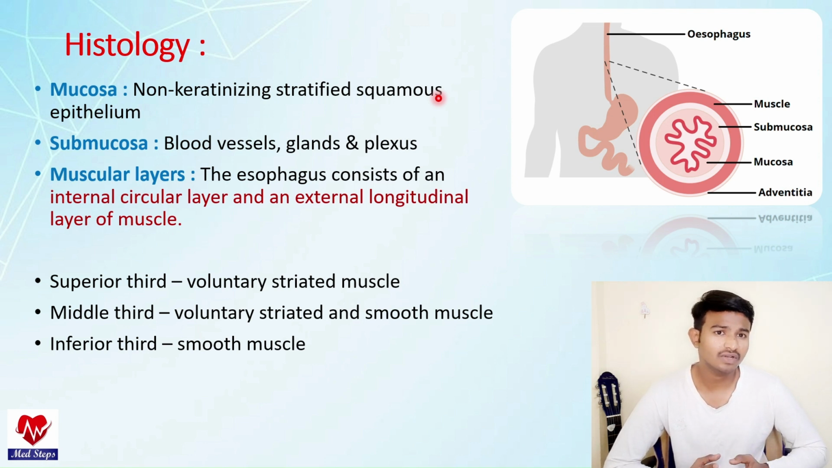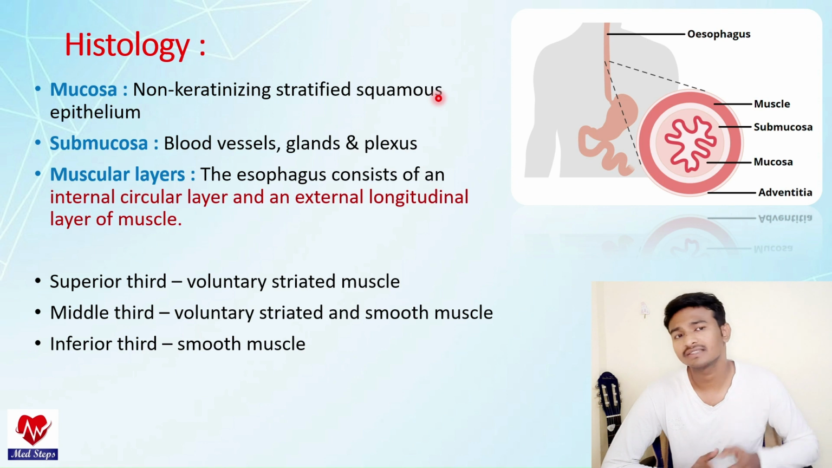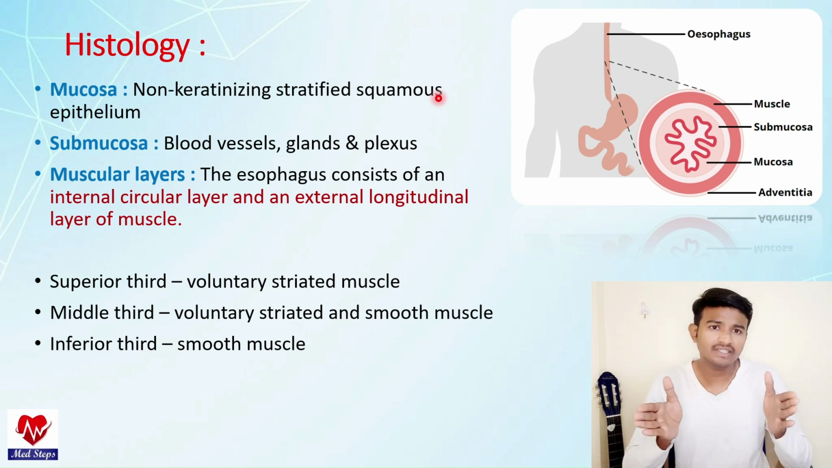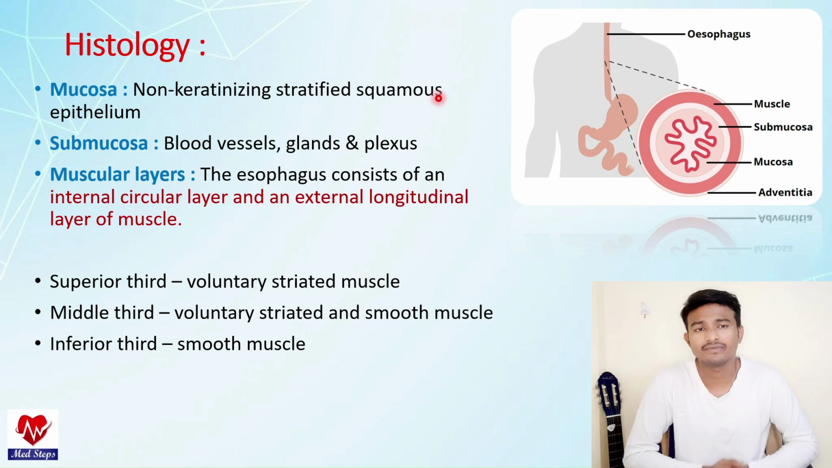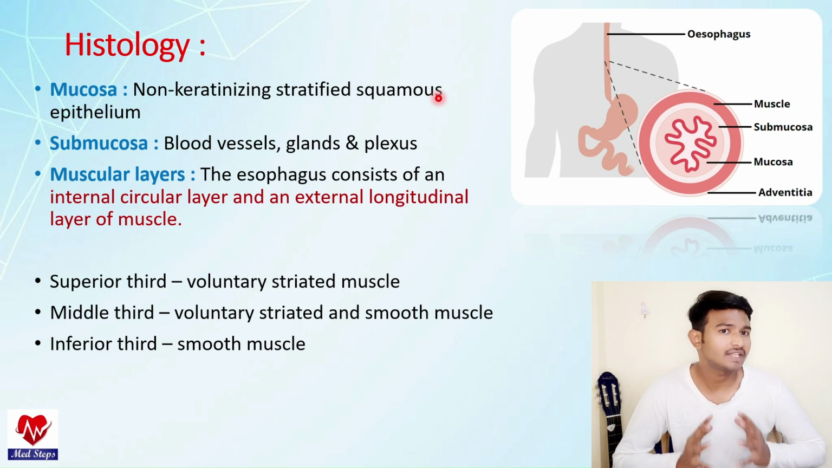One is the circular layer and the other is the longitudinal layer. The circular layer helps narrow the esophagus. The longitudinal muscle contracts and stretches. When both work together, we call it rhythmic contraction, and that rhythmic contraction we call peristalsis.